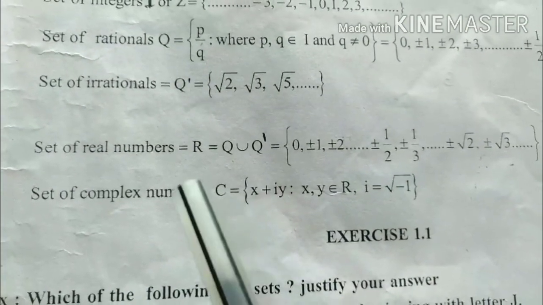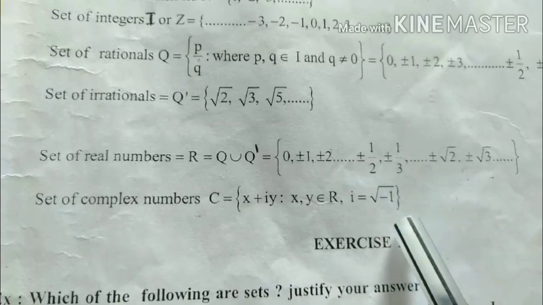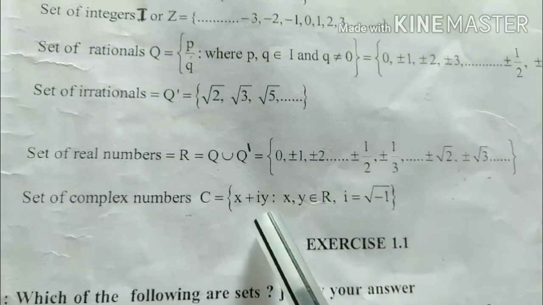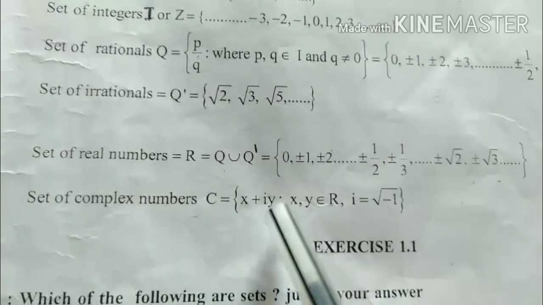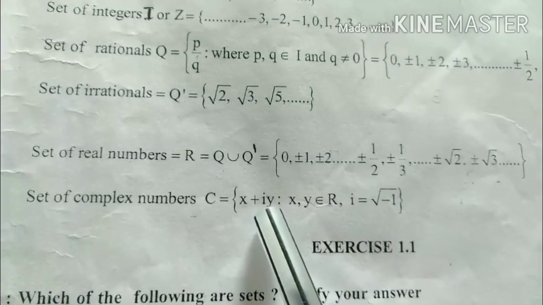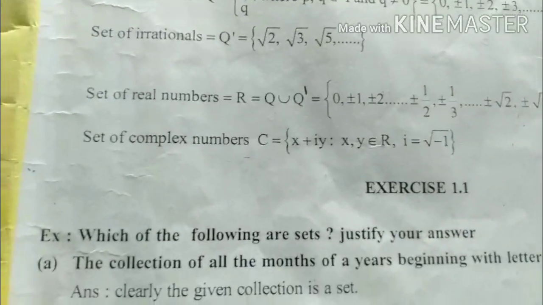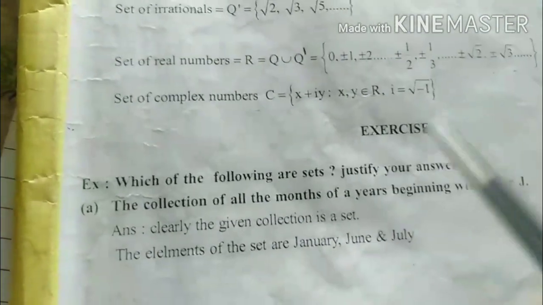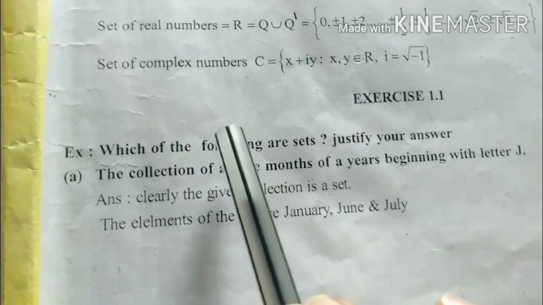The set of complex numbers, which you have not learned until now, is denoted by capital C. The set is represented within the bracket in the form of a rule method: x plus iy, where x and y belong to real numbers, whether rational or irrational. Here the part i is called the imaginary part, where i is equal to square root of minus 1. So in the first exercise, to understand clearly what a set is, he has given some more problems.